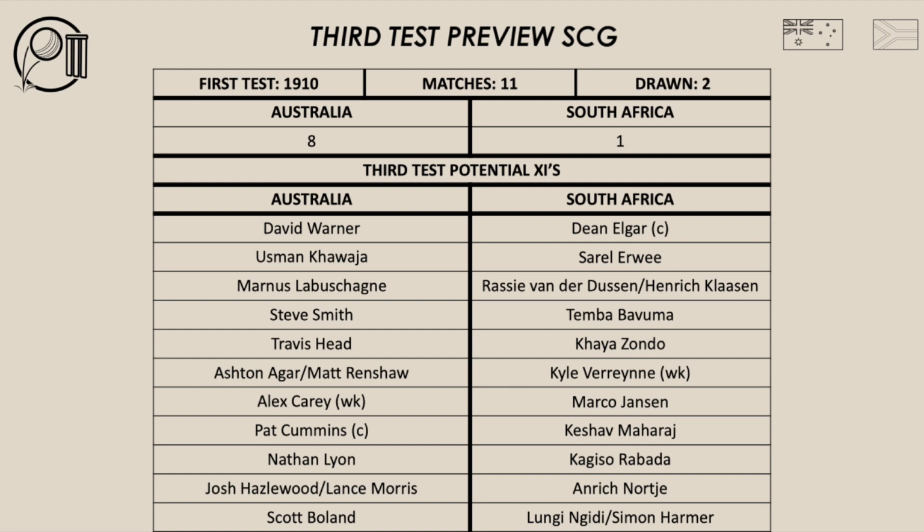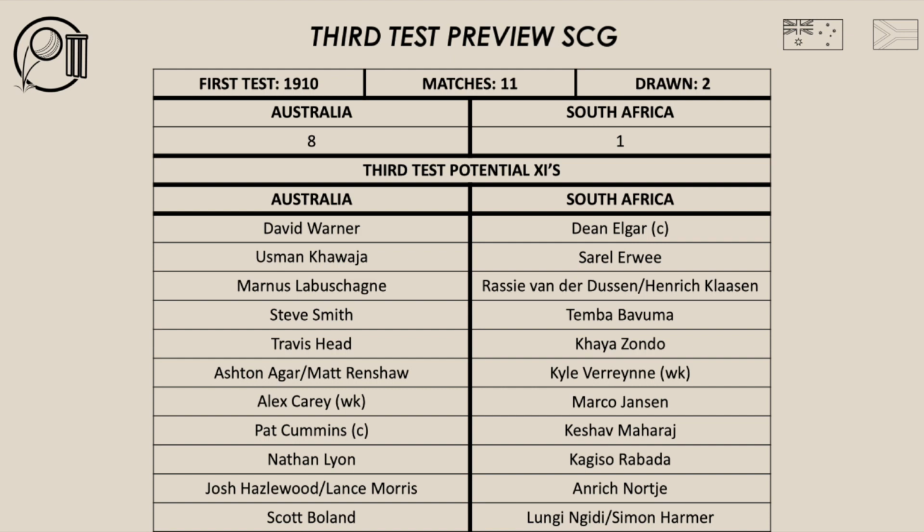And you would think either Ashton Agar or Matt Renshaw will have the opportunity to come into the 11 to replace one of Green and Starc. So let's talk about the first selection conundrum for the Australian selectors, and that's whether or not they want to play 2 spinners or not.